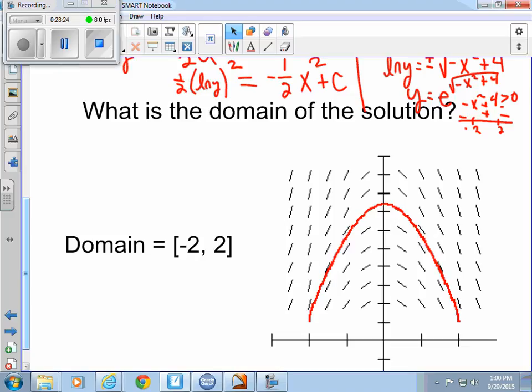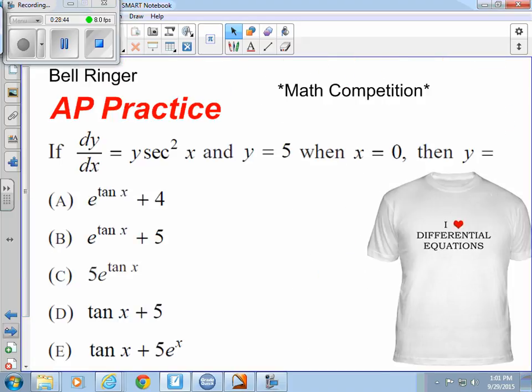This is pretty zoomed in. What was it, 0 and e squared? 0 and e squared. E squared is a little more than 9. Okay, any questions so far? I think I have a question.